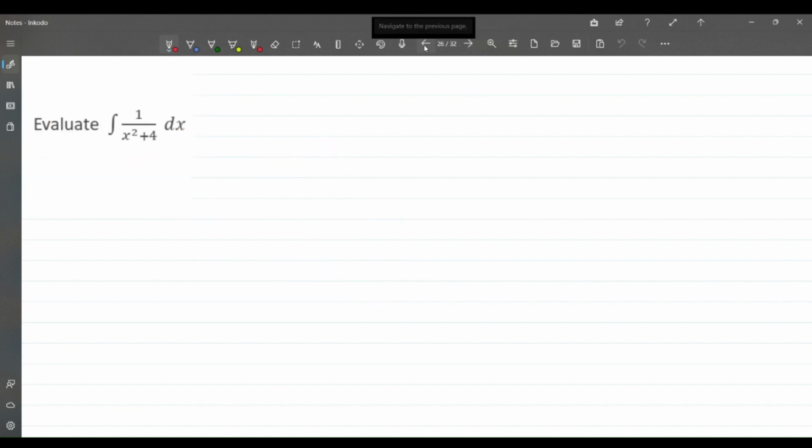Now the next examples are based on the last formulas. I will show you: root 1 minus x square, 1 plus x square, or this one. There are 6 formulas which are important for integration. So the first example is: evaluate integration 1 upon x square plus 4 into dx.